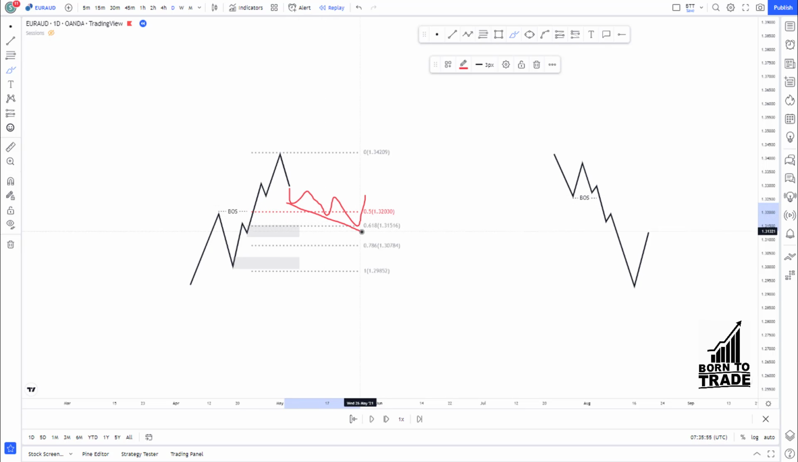Remember, I said you can confluence this with other smart money concepts like liquidity and so on. So if price builds liquidity above your zone, this is a good sign. You can look to trade from there. Sorry, my drawing is not really straight. You can look to trade from there.